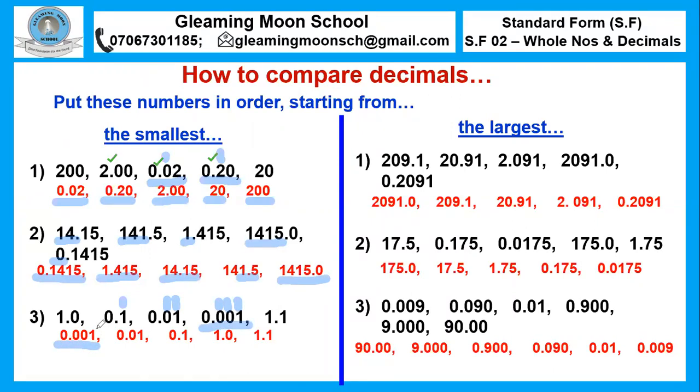So 0.001, which is 1,000th, is the smallest number here, followed by 100th, and then followed by 1/10th, and then followed by 1 unit, and then 1 unit with a part of 1/10. Can you see that? So this is 1.0 and then 1.1. Something extra has been added to this 1.1 on top of this 1.0. 1 part has been added. So that makes this one more than this.